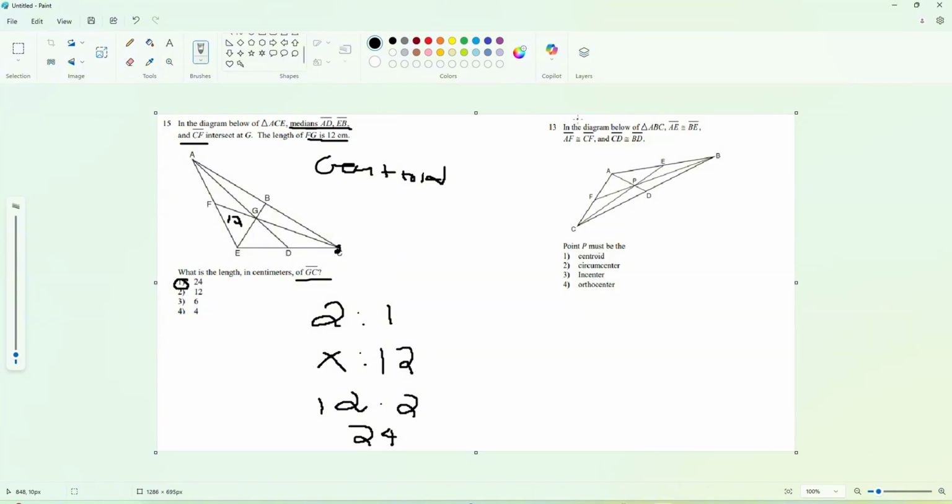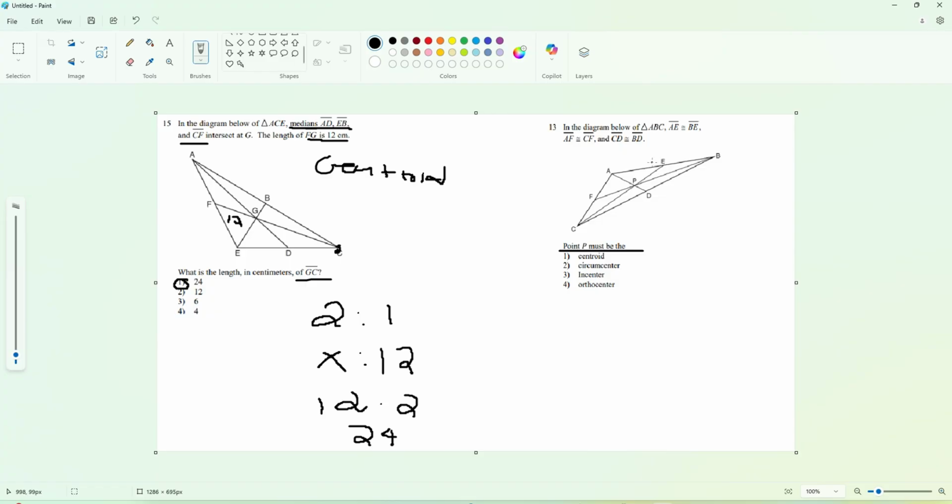Now let's go on to number 13. In the diagram below, triangle ABC, segment AE is congruent to BE. Segment AF is congruent to CF. Segment CD is congruent to BD. Point P must be the... Now pause the video, try and solve this question.